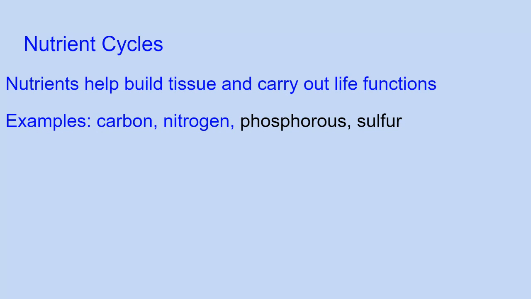So we've already talked about the water cycle, and what we're going to do is talk about a couple of nutrient cycles. They help build up tissue and carry out some other life functions for living things. And the one we're going to talk about in this video is the carbon cycle. We could also talk about the nitrogen, phosphorus, and sulfur cycles, but the focus of this one is carbon cycling.